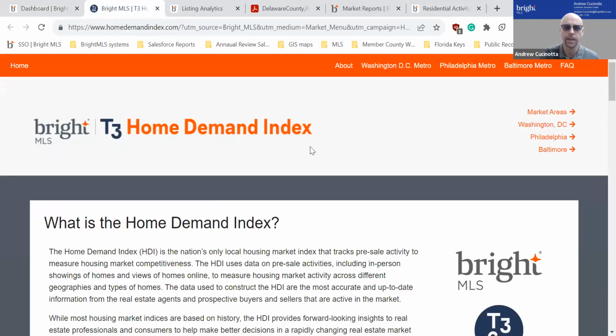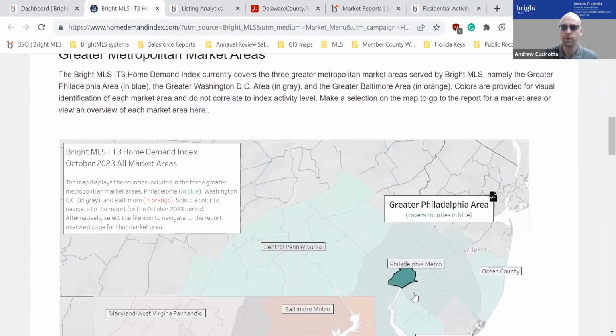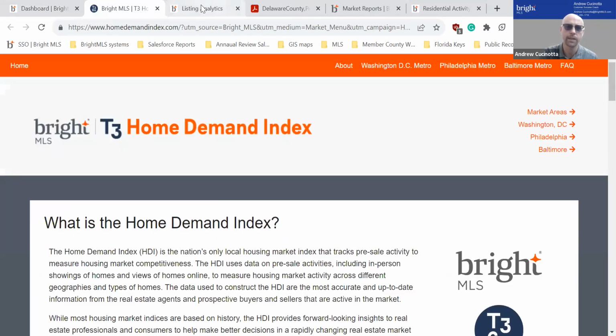First is going to be the home demand index. Rather simple report. All you have to do is come down here and point and click on the map to whatever area it is you want to learn more about. It'll allow you to drill down to a zip code level to see a hot cold heat map about where buyers are currently looking. That's home demand index.